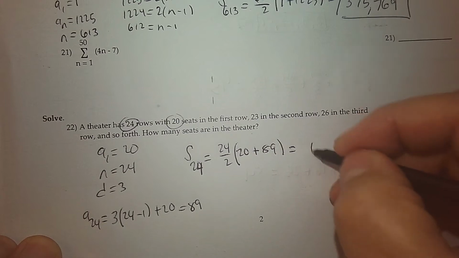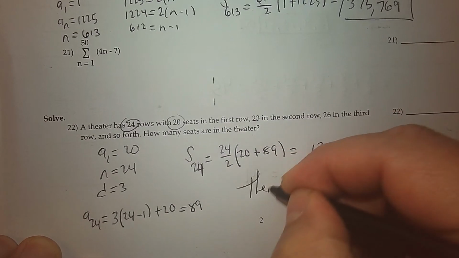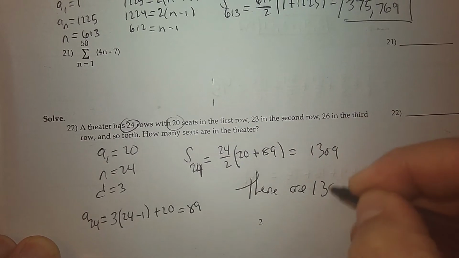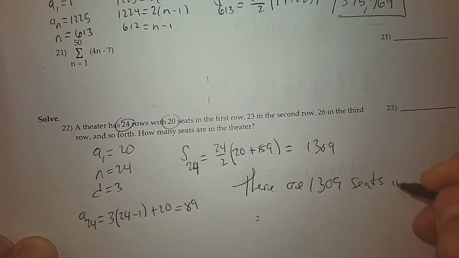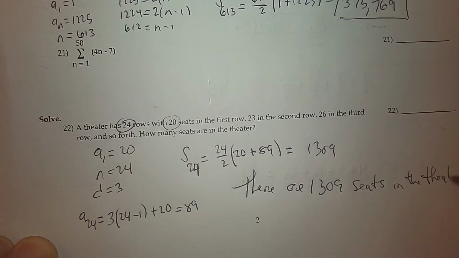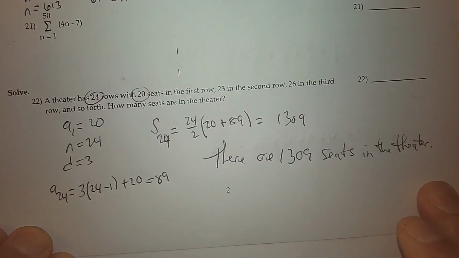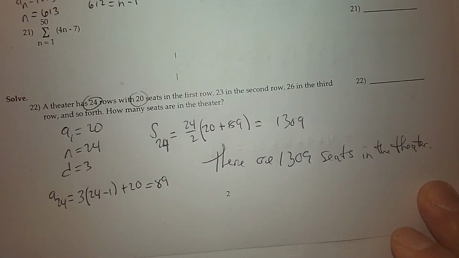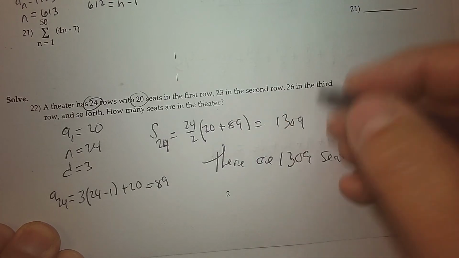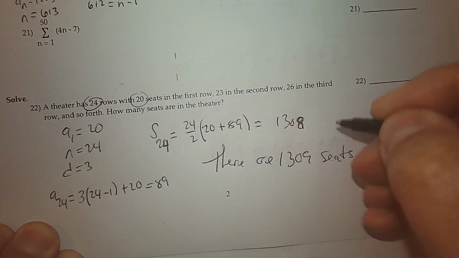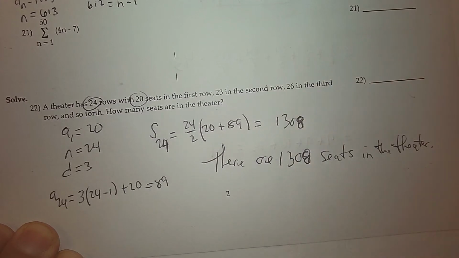So in the theater, there are 1,308 seats. 1,308 seats in the theater. 24.